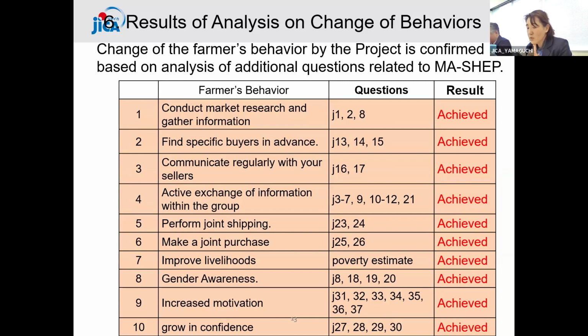Fifth is perform joint shipping. Sixth is make a joint purchase. Seventh is improve livelihood. Eighth is gender awareness. Ninth is increased motivation. Tenth is grow in confidence. So this summarizes all 10 categories regarding the farmer's behavior. For SHEP farmers, we confirmed change of the farmer's behavior by the project based on the analysis of the answers from the questions.